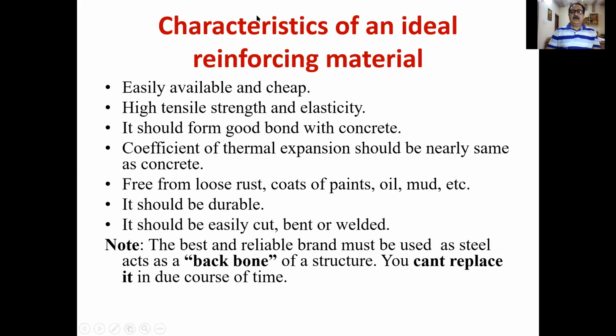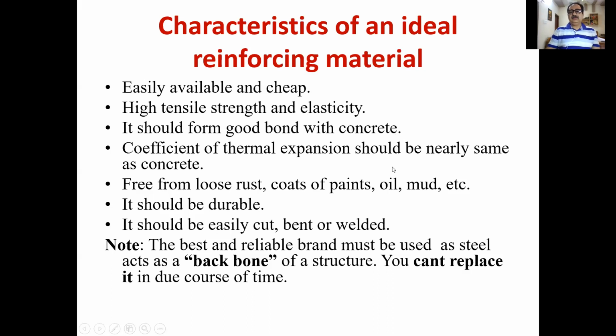Now, if you talk about the characteristics of an ideal reinforcing material, as we all know, steel is being used as a reinforcing material in RCC. So there are certain characteristics which indicate an ideal reinforcing material. It should be easily available and cheap, with high tensile strength, because this is the major criterion for deciding the steel bars in RCC works, and it should have elasticity. It should form good bond with concrete. This is very important, because if the bond fails, the stresses will not be transferred to the materials, so the ultimate purpose of providing these steel bars will be defeated.